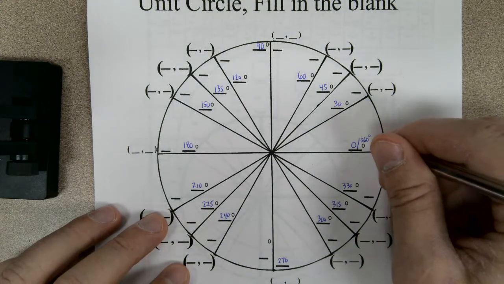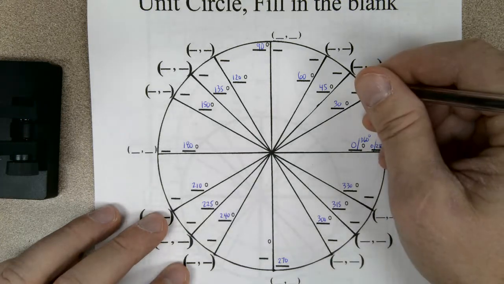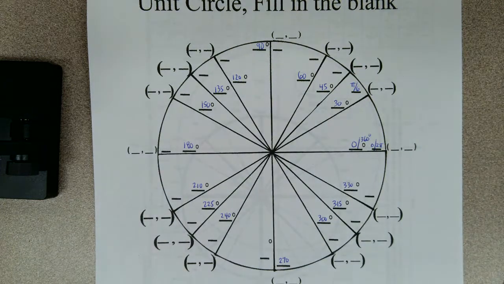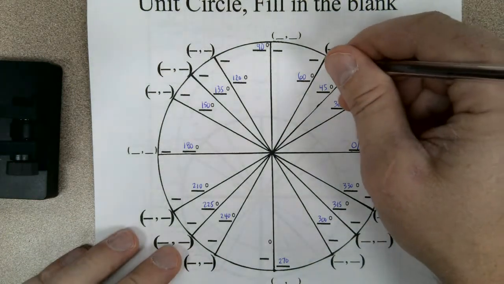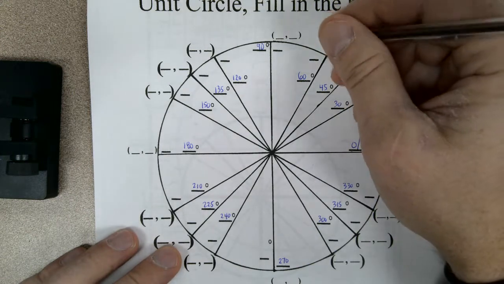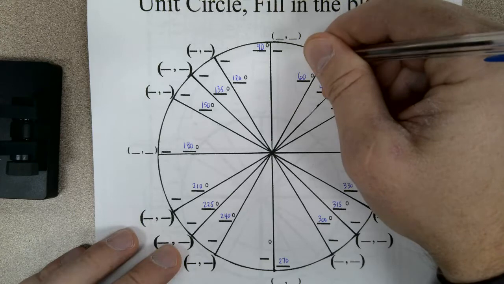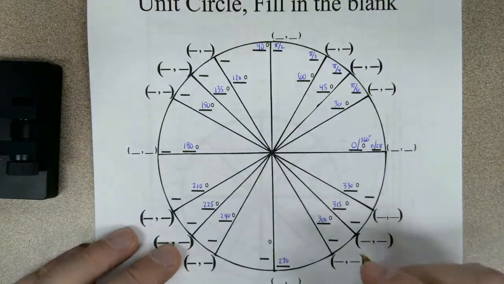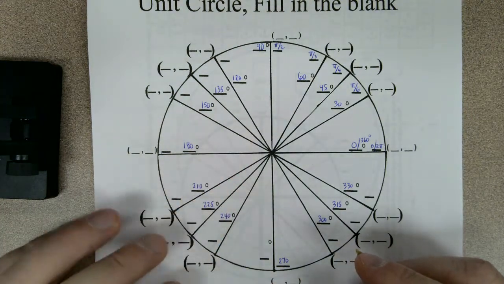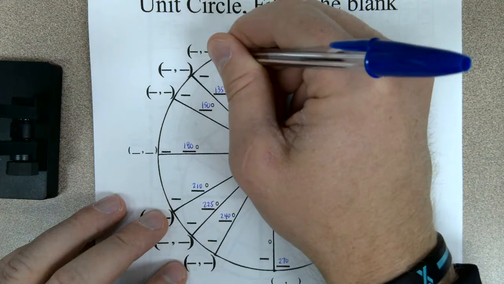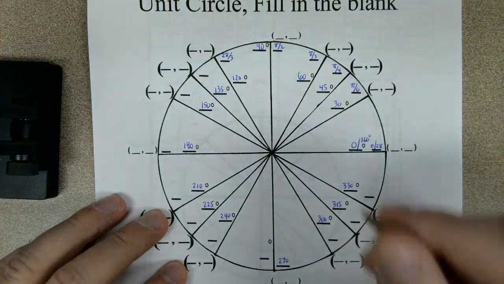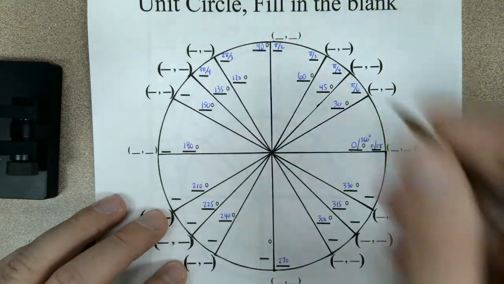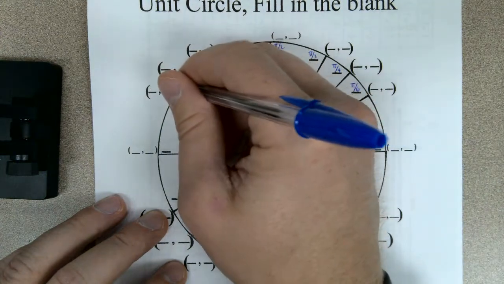Here we would be at 0 or at 2 pi. Here we're going to be at pi sixths, then pi fourths, and then pi thirds. Here we're at pi halves. We go around to 120, that's going to be 2 pi thirds. And then we've got 3 pi fourths. And we've got 5 pi sixths.